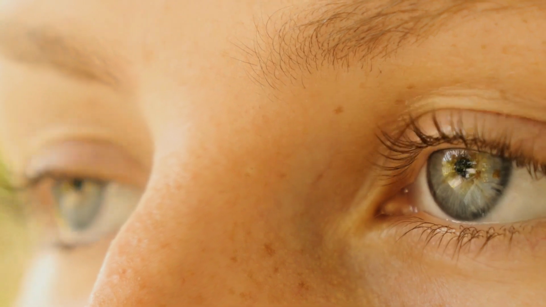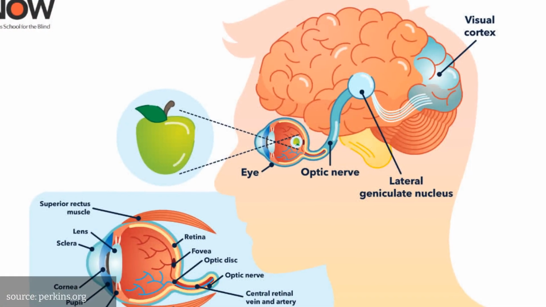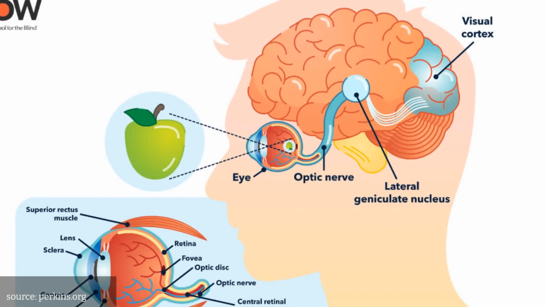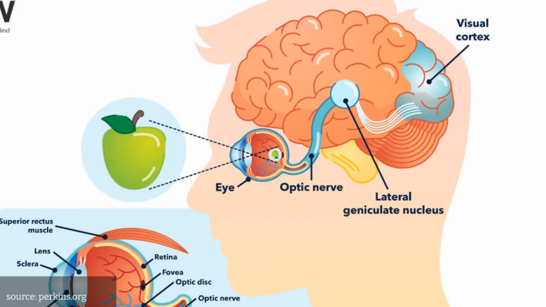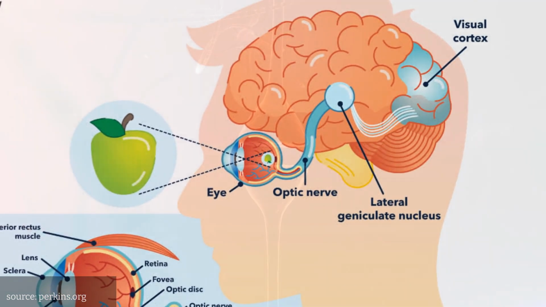For example, when we see an object, information from our eyes is transmitted to the visual cortex, where it is processed and combined with information from other parts of the brain to create a meaningful perception of the object.